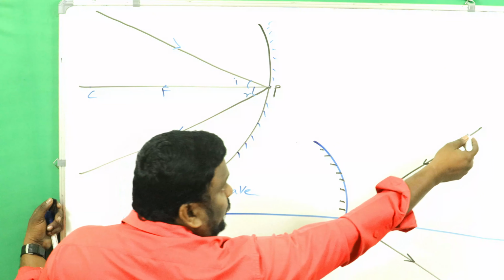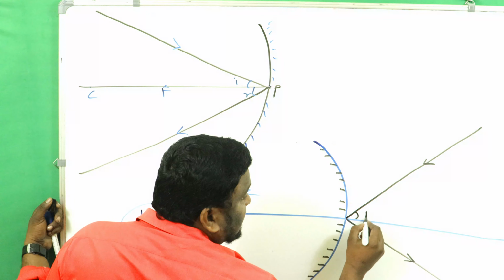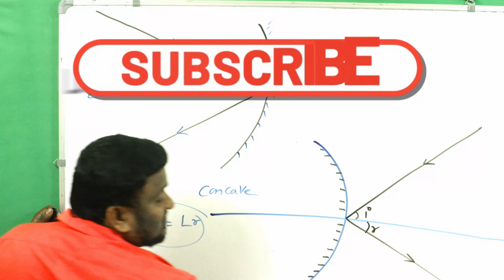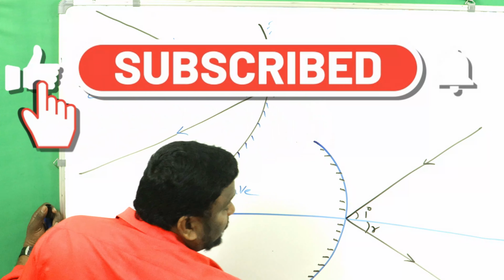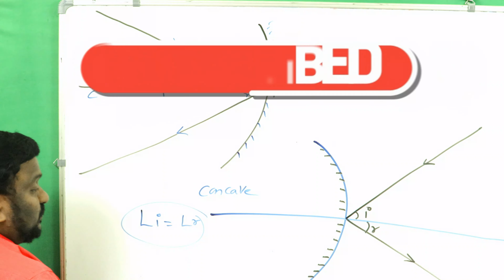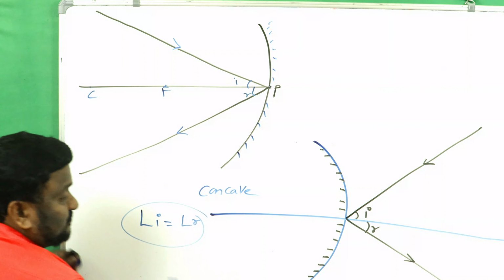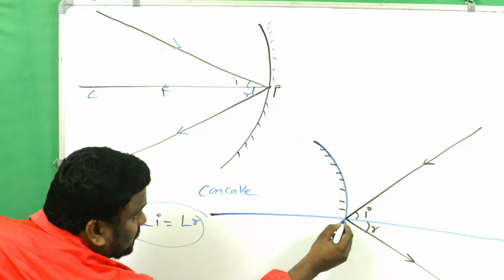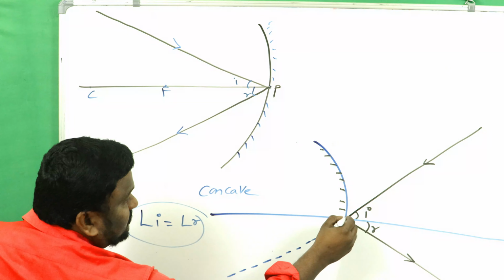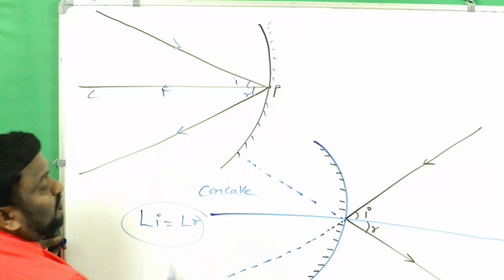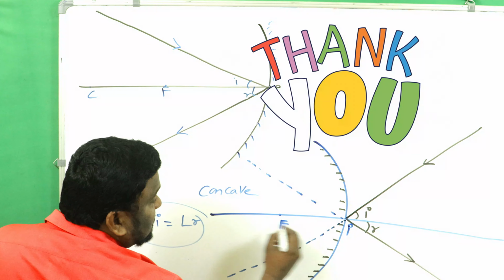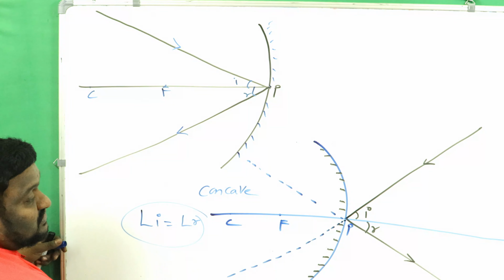So with what angle is it going to be incident? This is I, and this is R. So in this case also angle of I is equal to angle of R. If you want to extend them, you can extend like this. This is the incident ray, and this is the direction of the reflected ray, and this is the pole, this is the focus, and this is the center of curvature.